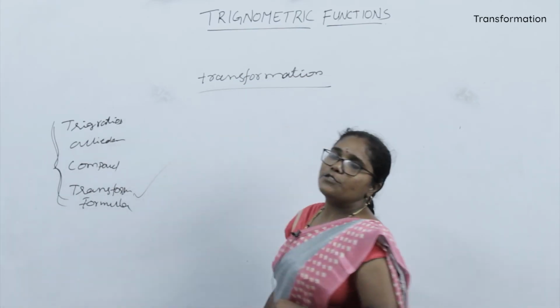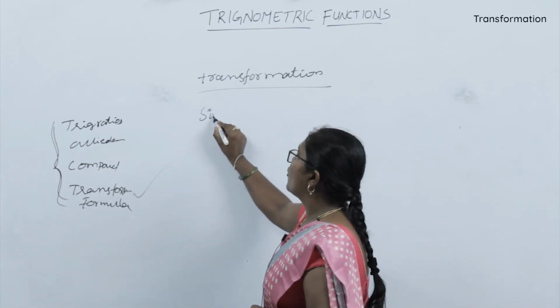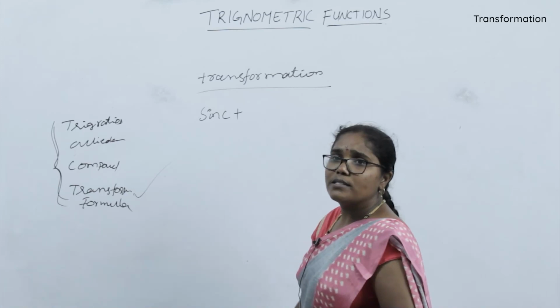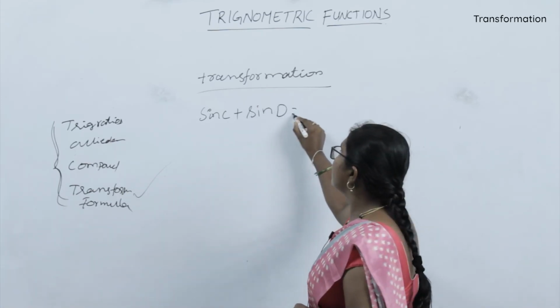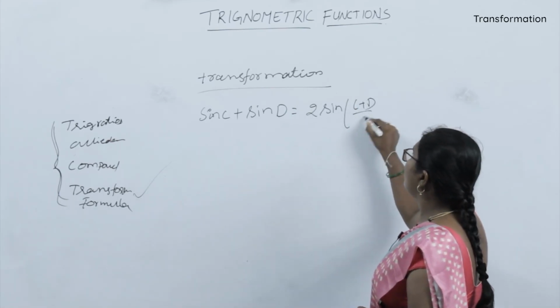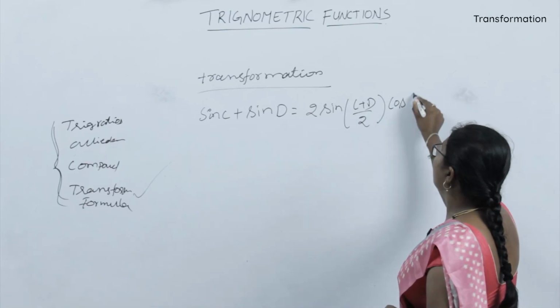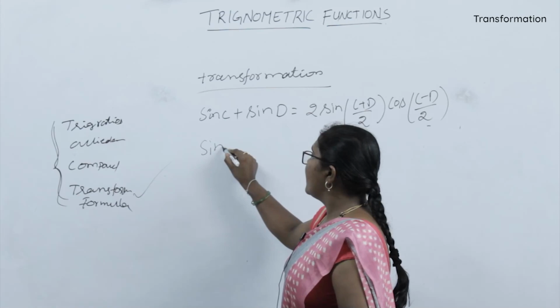Here in the transformation formula, what we discuss is again some formulas. What are the formulas? The first formula is sin c plus sin d. What is the formula for sin c plus sin d? It is 2 sin (c plus d) by 2 cos (c minus d) by 2, and sin c minus sin d.